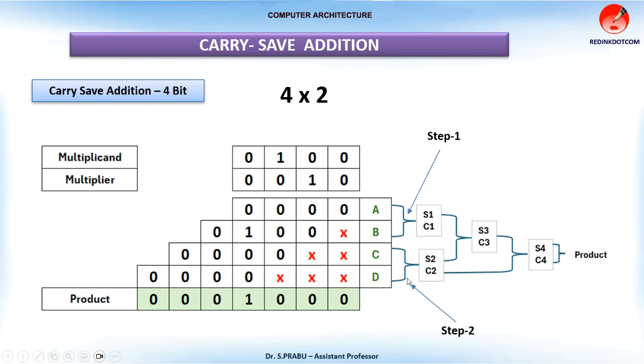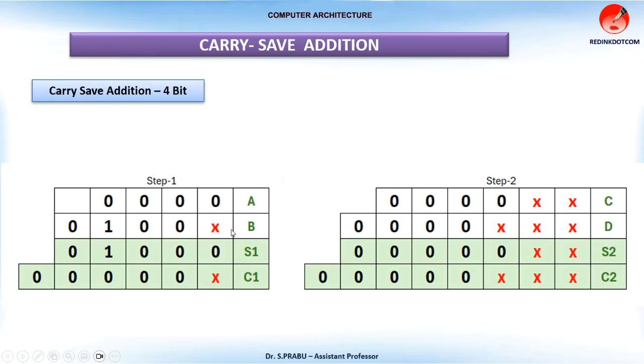So this is the first step and this is the second step. This is the third step, fourth step. At the fifth step, you can get the final product. The first step can be illustrated here. So 0 is the sum, carry is 0. For these two numbers, 0 is the sum, carry is 0. For these two numbers, 0 is the sum, carry is 0. For these two numbers, 1 is the sum, carry is 0. So in this way, sum and carry can be calculated as S1 and C1.